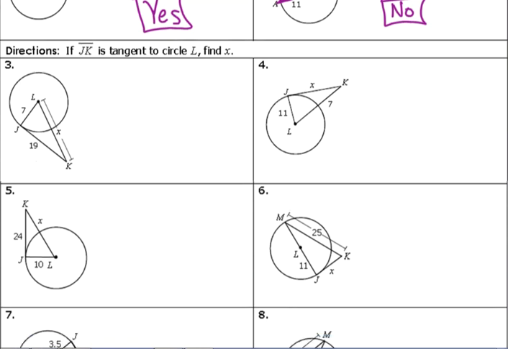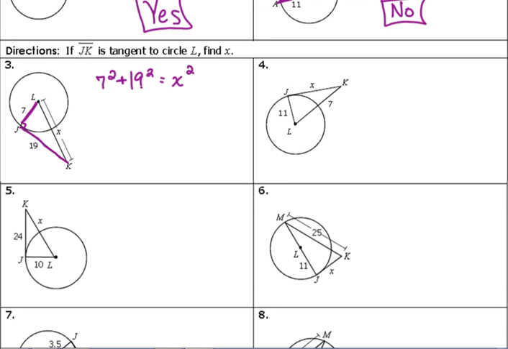Okay, let's look at the next little section. It says, if JK is tangent to circle L, find X. So it's saying, assume that JK is tangent to the circle. So we're going to assume that there is a right angle there at J. We're going to find whatever missing piece they ask us for. So the way that they have number 3 set up, 7 is our radius, so it's one of our legs. 19 is that tangent, it's our other leg. And they have the hypotenuse marked as x.